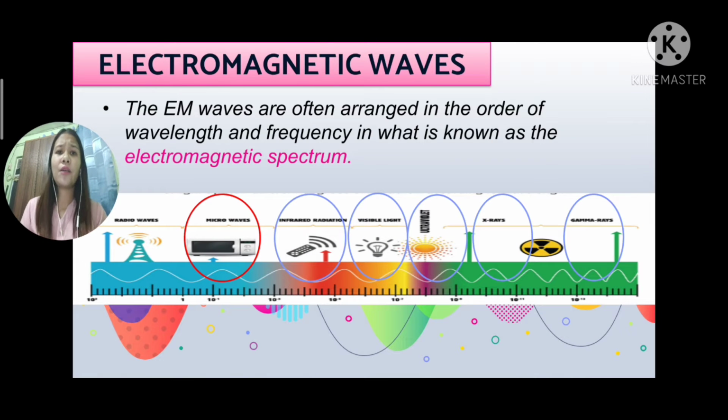The electromagnetic waves are often arranged in order of wavelength and frequency, and this is known as the electromagnetic spectrum. This means the continuum arrangement of different types of electromagnetic waves, like radio waves, microwaves, infrared, visible light, ultraviolet, X-ray, and gamma ray, is what we call the electromagnetic spectrum.